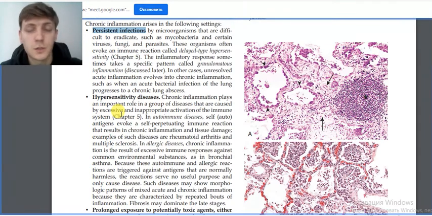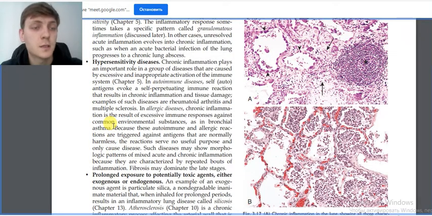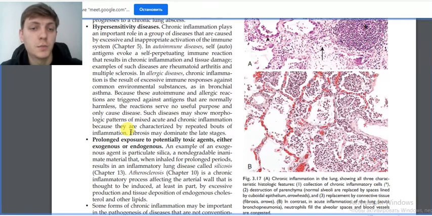The next set of lectures will be about circulatory disorders, and after that we'll discuss immunological disorders. Then we will discuss it in more detail, but keep in mind we have hypersensitivity disease, when our own immunity works against our own cells. That's why keep it in mind.